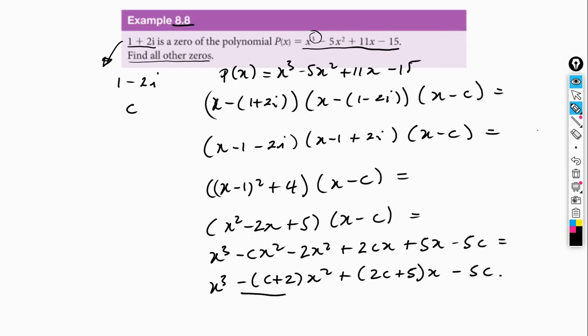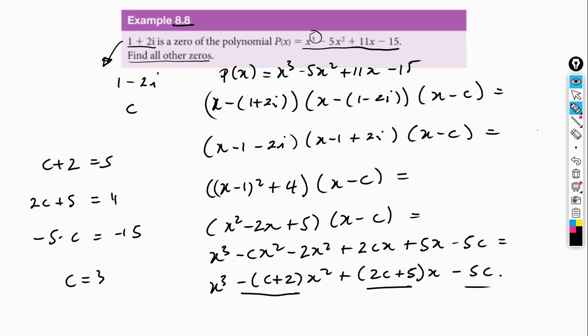So notice that here for x squared, we have minus 5. So that means that c plus 2 has to equal 5. And then notice that for here, 2c plus 5 should equal 11. And finally, minus 5 times c should equal negative 15. So notice that for all these three equations, we have the same solution. c is equal to 3. Therefore, we found all the zeros for the polynomial.